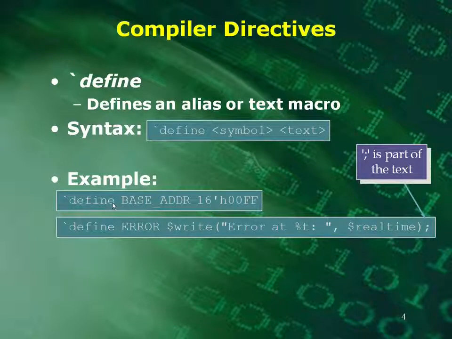Here's two examples where we have tick define, base address, and here we have an actual number. But it doesn't have to be a number. It can be anything, it's just text, okay? So you could actually put a write statement. Now notice this semicolon is not part of this define, but it's actually part of this write statement, okay?